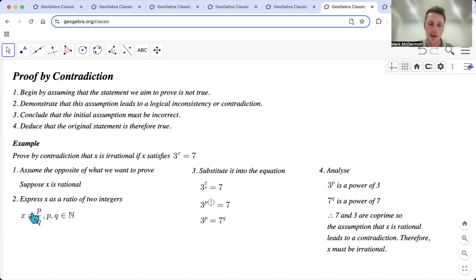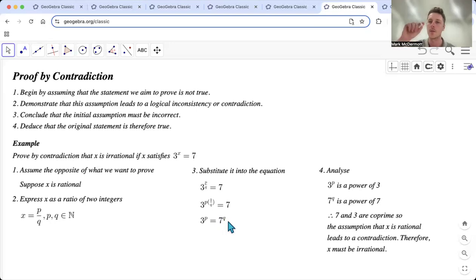Now what we're going to do is take that and substitute it into this equation: 3 to the p on q equals 7. Applying some index laws, we get 3 to the p multiplied by 1 on q equals 7. Now this step might be a little bit confusing, but if we've raised 3 to the 1 on q, we can move that to the other side, and then we'll get 7 to the q.